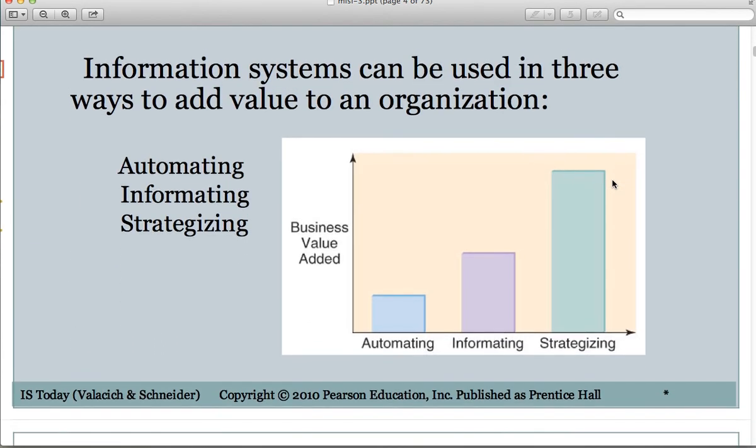So looking at automating, informating, and strategizing. Looking at the business value, the value added, along with these 3 different categories. These are generic categories that a lot of researchers have put together, and they call these the reasons why you're investing in information systems.